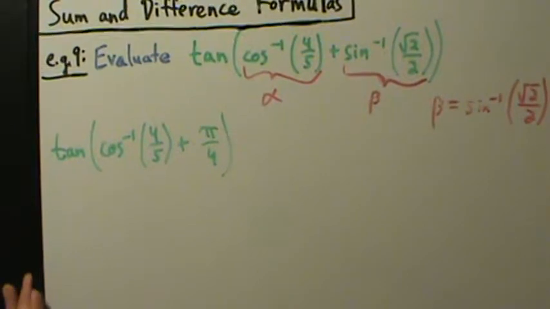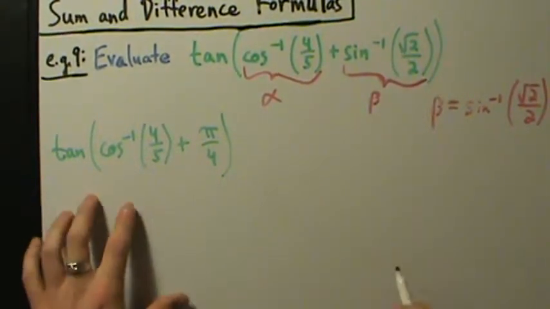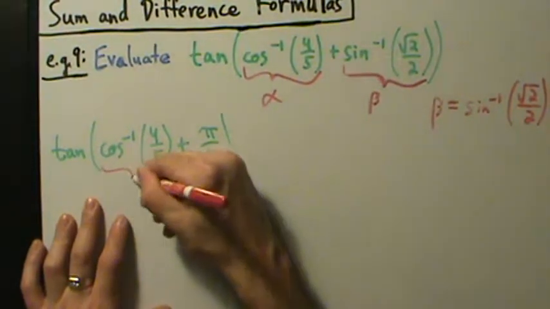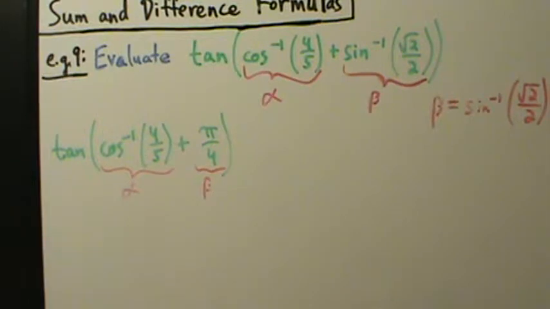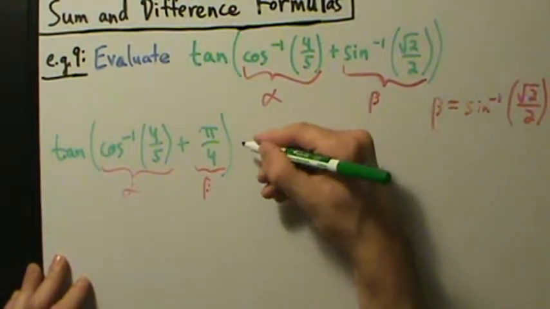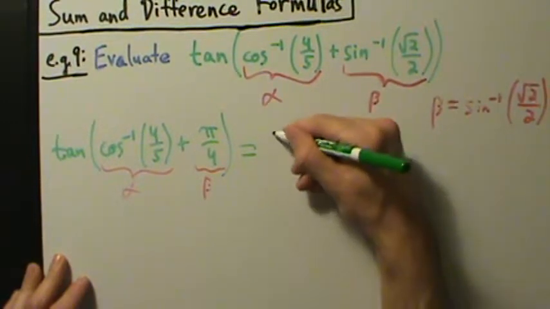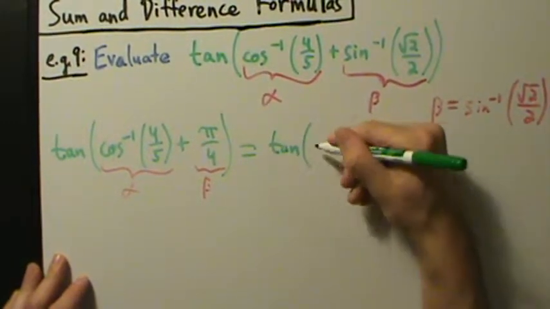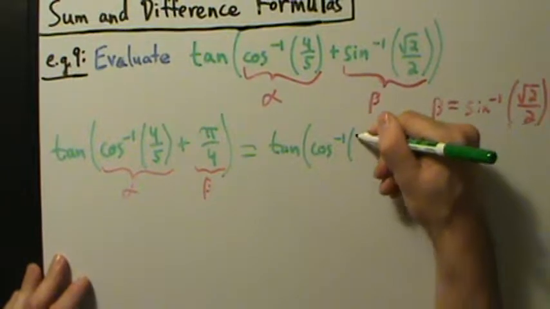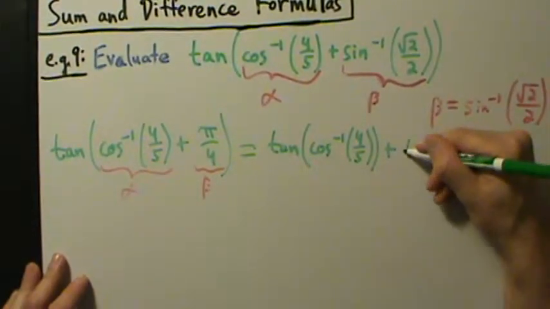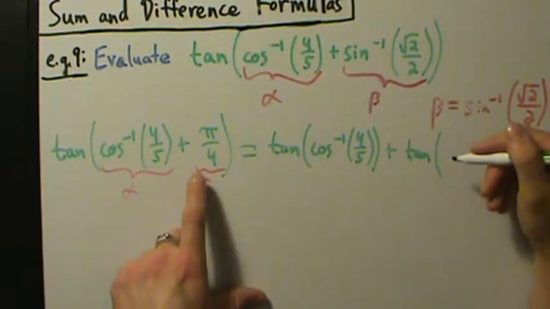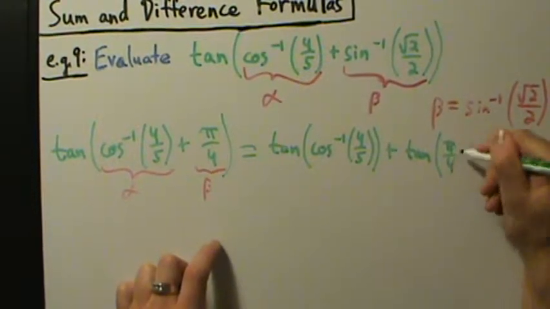Okay, so we're still going to approach this the same way using the sum formula for tangent. So this is alpha, this is still beta. So if we use our sum formula for tangent, then what we're going to have is tangent of alpha on top, which is tangent of inverse cosine of 4/5, and then plus tangent of beta, but we know beta is just pi over 4 now, so that's a little simpler.